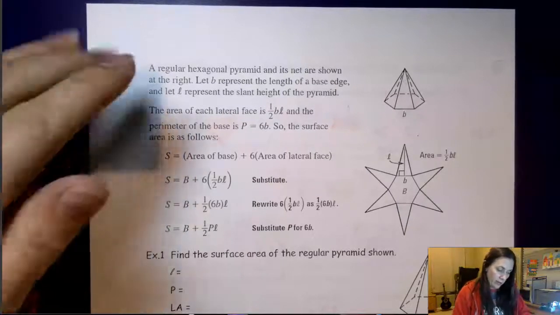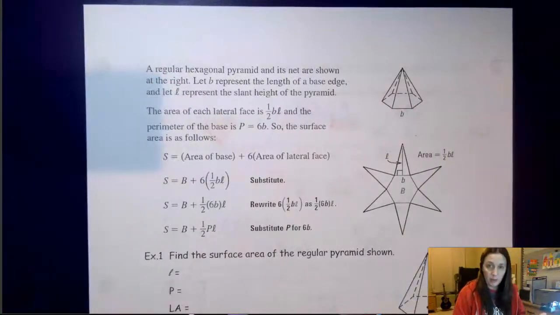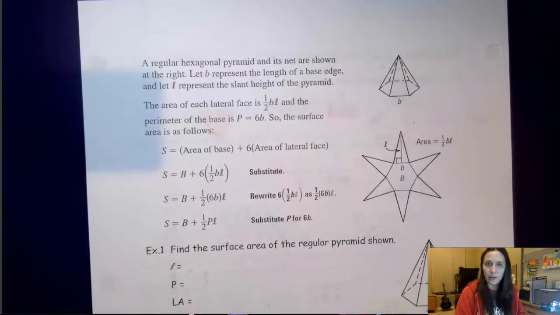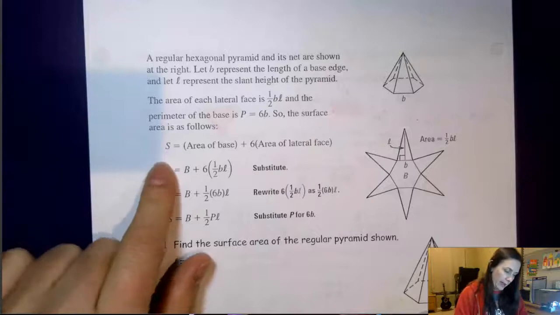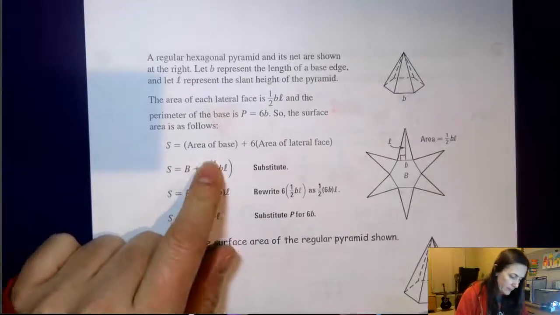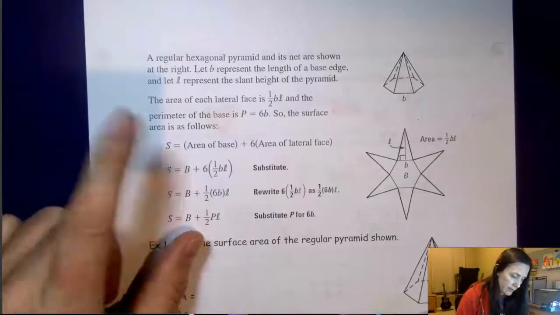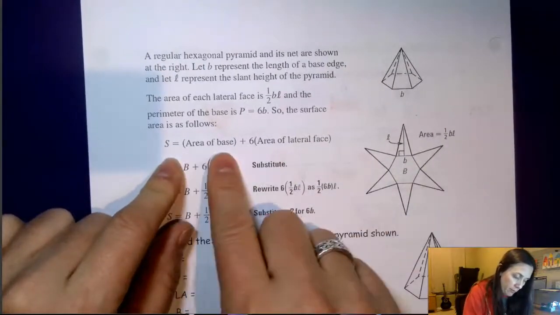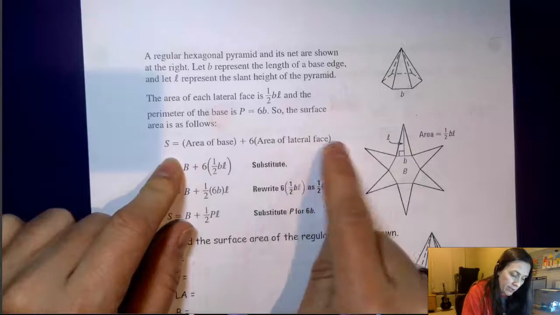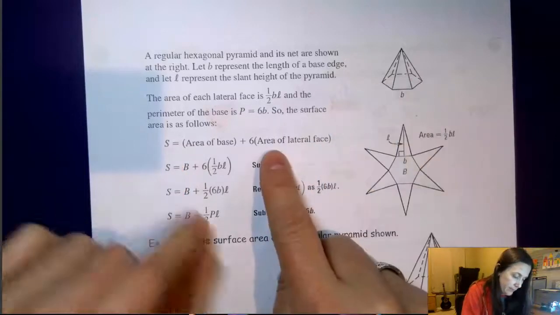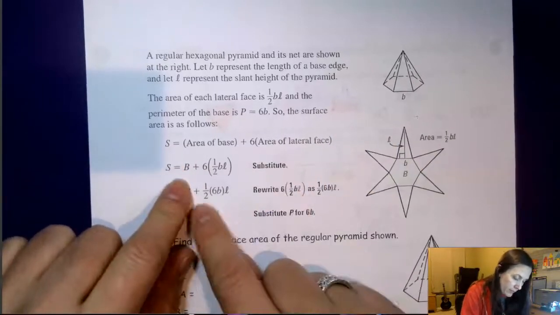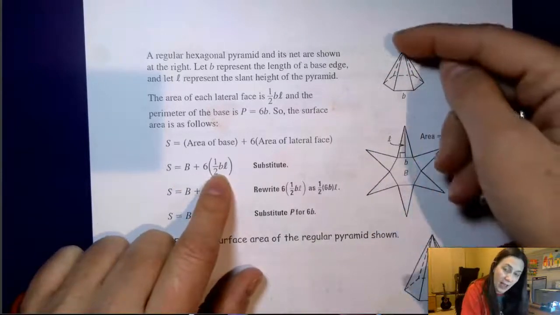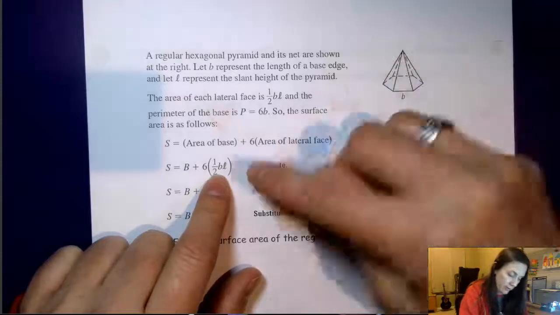There are specific formulas that we can use, and you kind of have to remember the setup of the letters. B is the area of the base. S is the surface area of the shape, which is the area of the base plus the area of each lateral face. In this case, there would be 6. So the area of the base, and then all the faces are triangles, so 1/2 base times the height, which is the slant height here. So that's where you get the L.